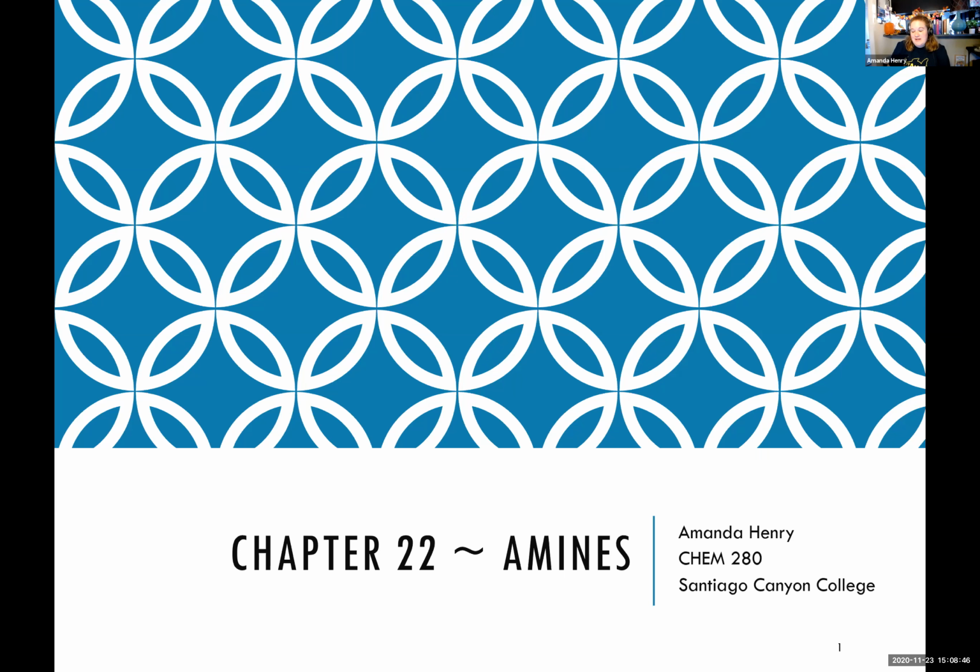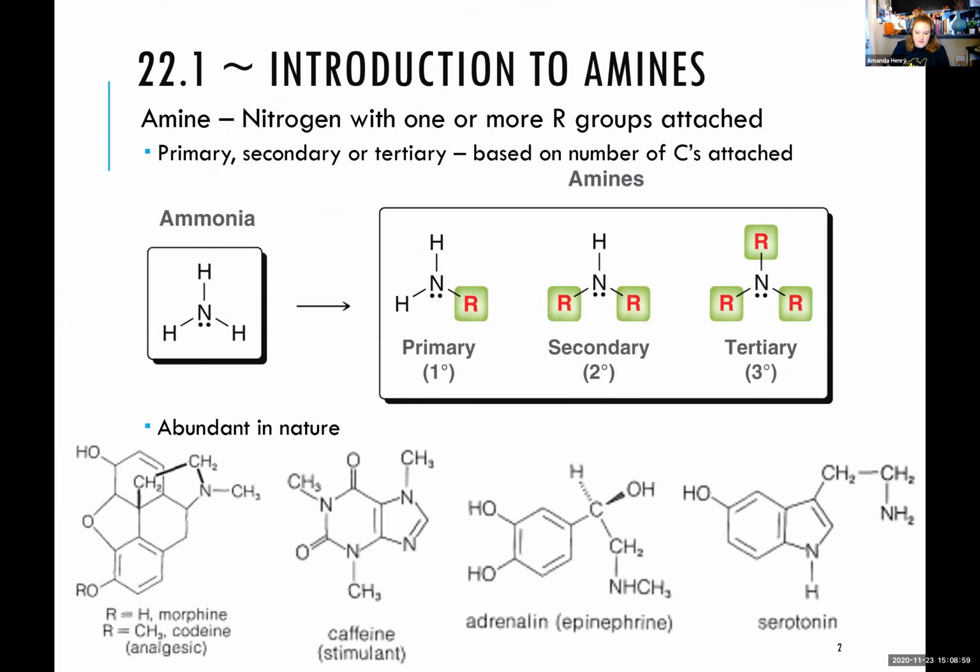You don't need to know any of the mechanisms for this chapter because the mechanisms that you would need to know, we've already talked about in past chapters. So this one is really kind of a flashcard chapter. What we're going to cover today are the first, I think it ends up being first 8 slides. So really it's just kind of like introduction and properties, nomenclature, that kind of stuff.